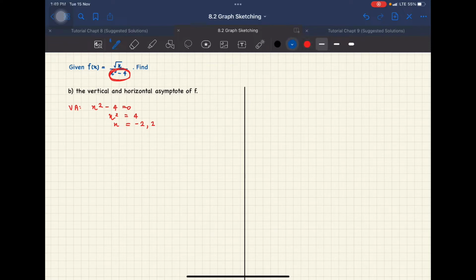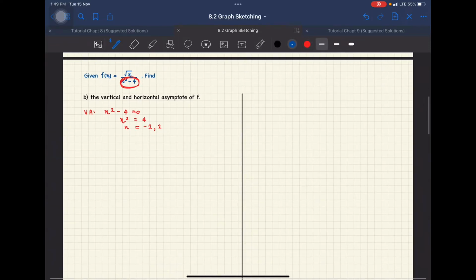Okay, so jom kita cari satu-satu. So the first one, I will find limit x approaching negative 2 from the left. Okay, and then our function is square root of x over x squared minus 4. Okay, so let's directly substitute.